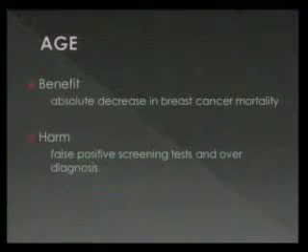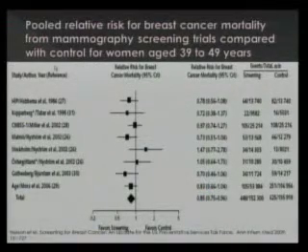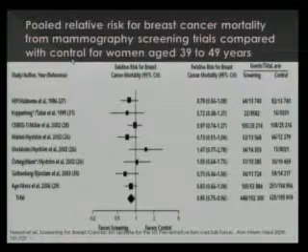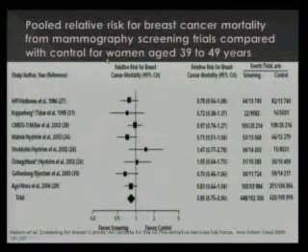So age. When you look at the benefits versus harm, benefits, absolute decrease in breast cancer mortality, and the harms, false positive screening tests and overdiagnosis, are greatly influenced and vary by age. So this is a study done by Nelson et al., Screening for Breast Cancer, an update for the U.S. Preventative Services Task Force, and this is from 2009. So this is a pooled relative risk for breast cancer mortality from mammography screening trials compared with control women, and this is looking at women aged 39 to 49.